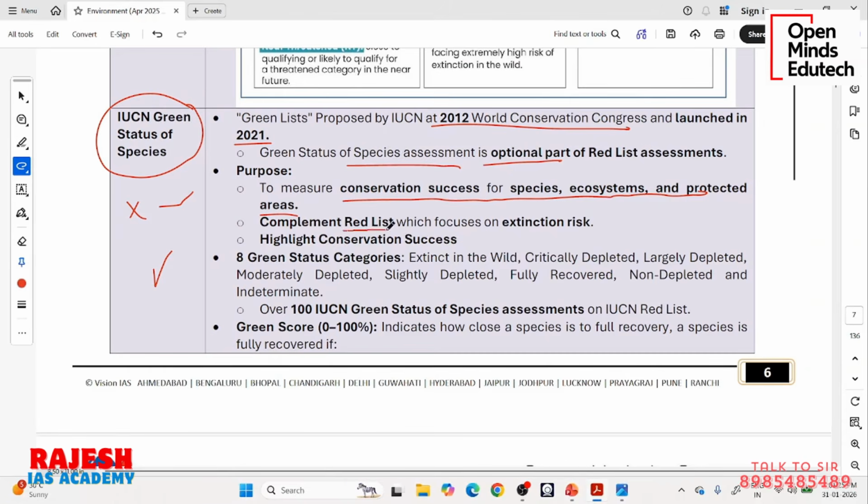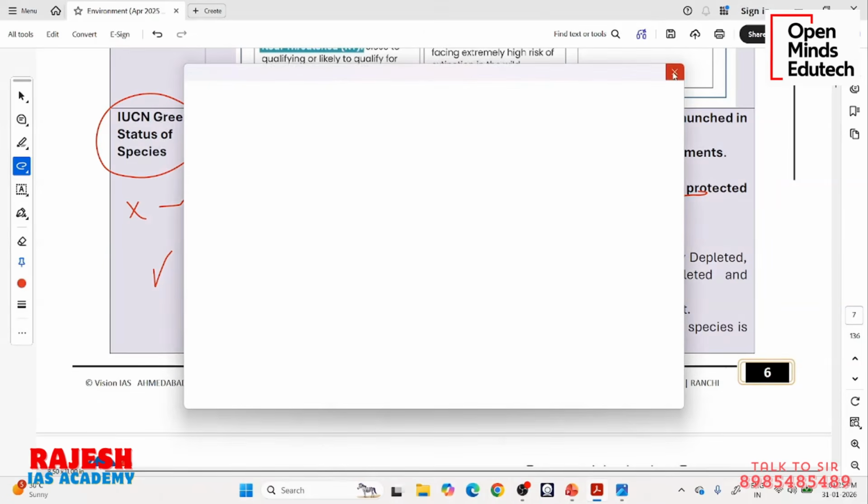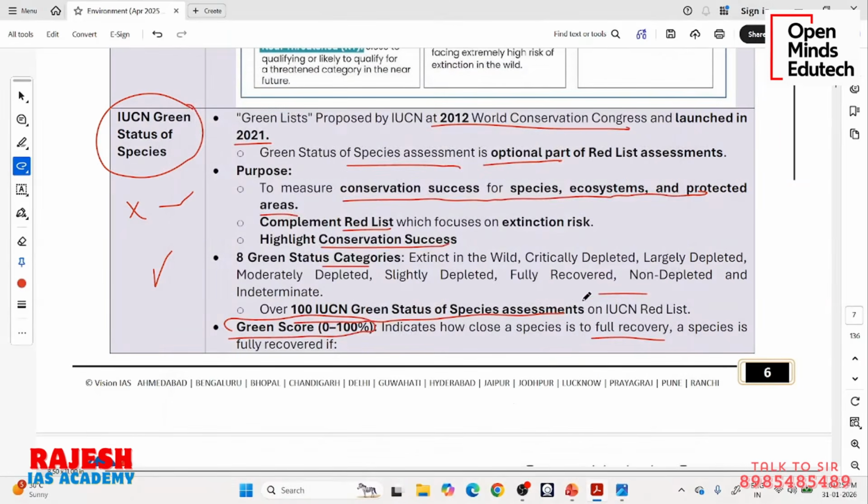So it is complementing the red list and it is highlighting the success of conservation measures. So 8 statuses we have seen here already. Over 100 IUCN green status of species assessments they have done. They will give something called a green score. The higher the score, the more the recovery. If something is recovering to a very small extent, not recovered well, we will give only a 20% rating. If something has recovered very nicely, we will give an 80%, 90% rating.